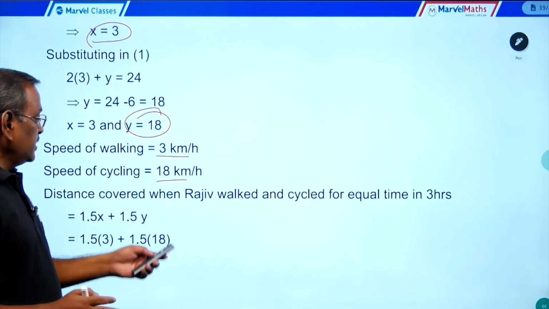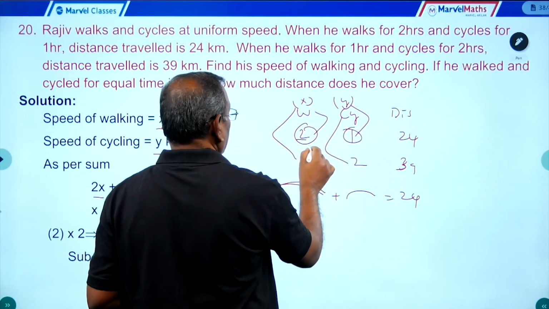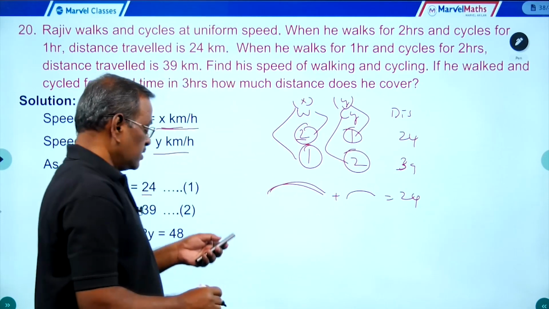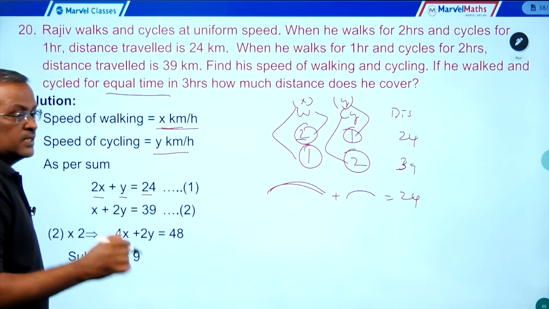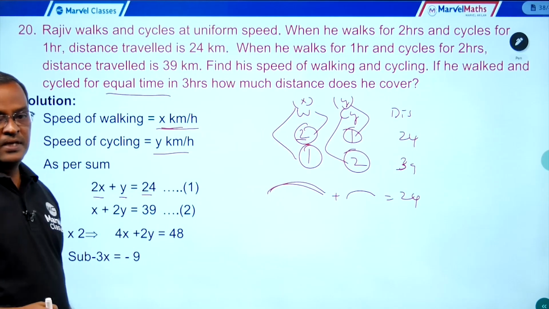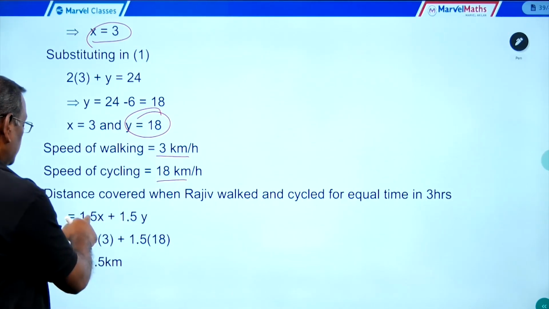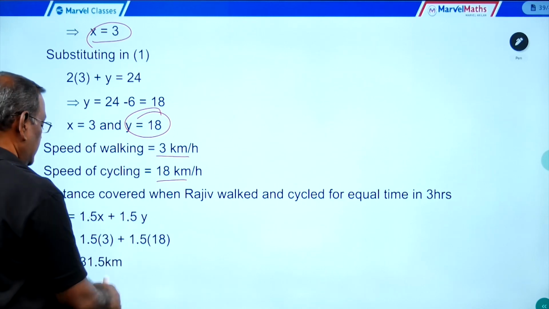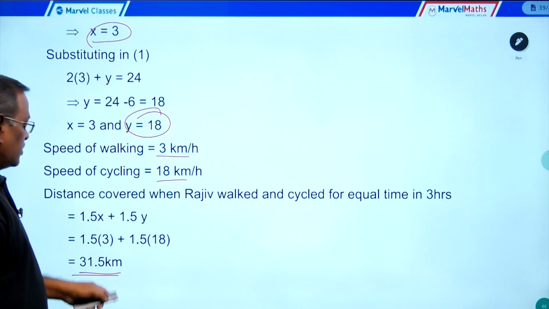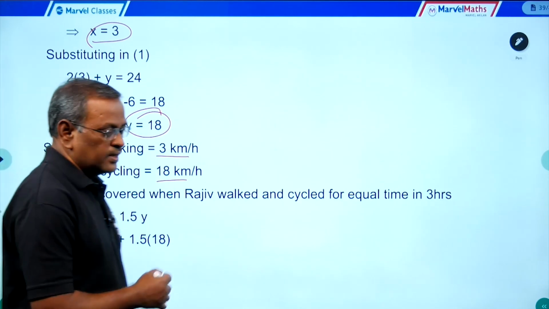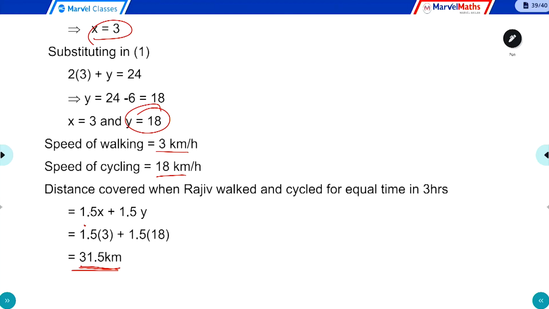For example, here 2 hours of walking, 1 hour of cycling, here 1 hour of walking or 2 hours of cycling. But the question is, if he walked and cycled equal time, meaning 50% of the time walking and 50% of the time cycling, so 1.5 hours of walking and 1.5 hours of cycling. So 1.5 into 3 plus 1.5 into 18. The total distance covered by that person equals 31.5 kilometers. One of the very, very important questions. This is an exclusive question for distance, speed and time. This is one of the board questions.